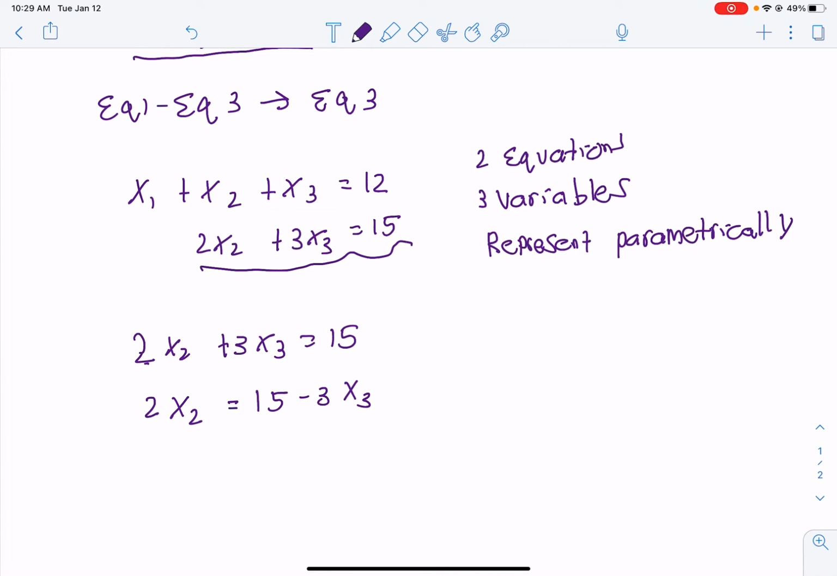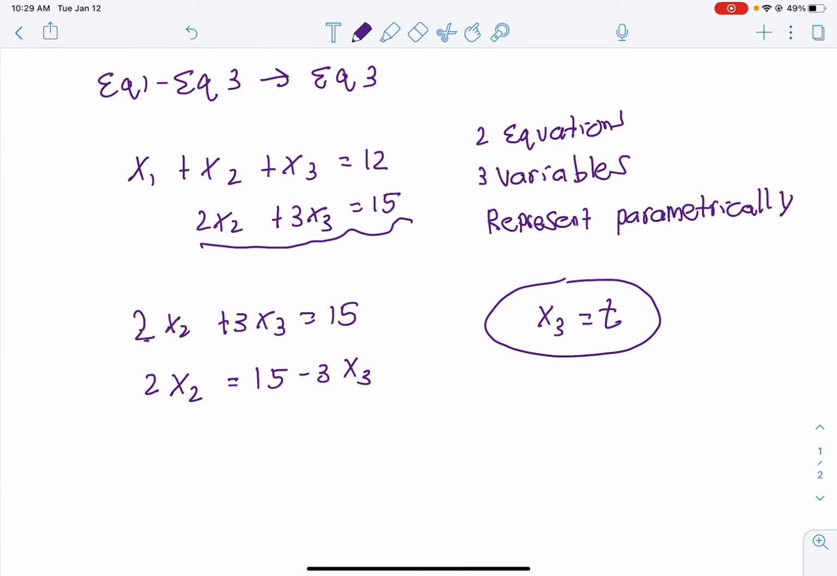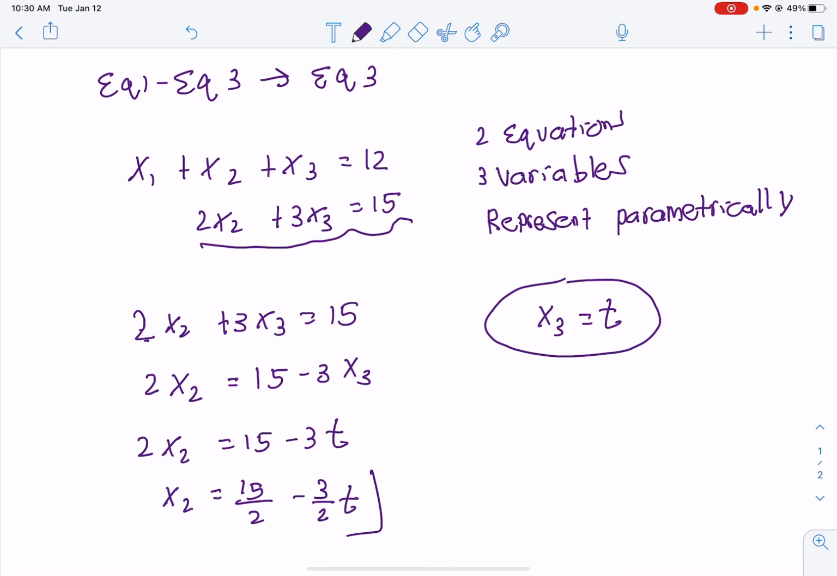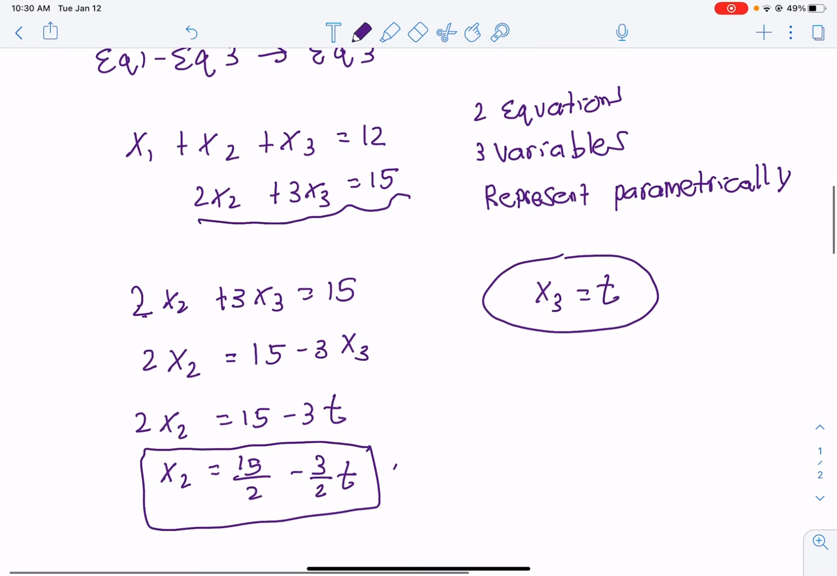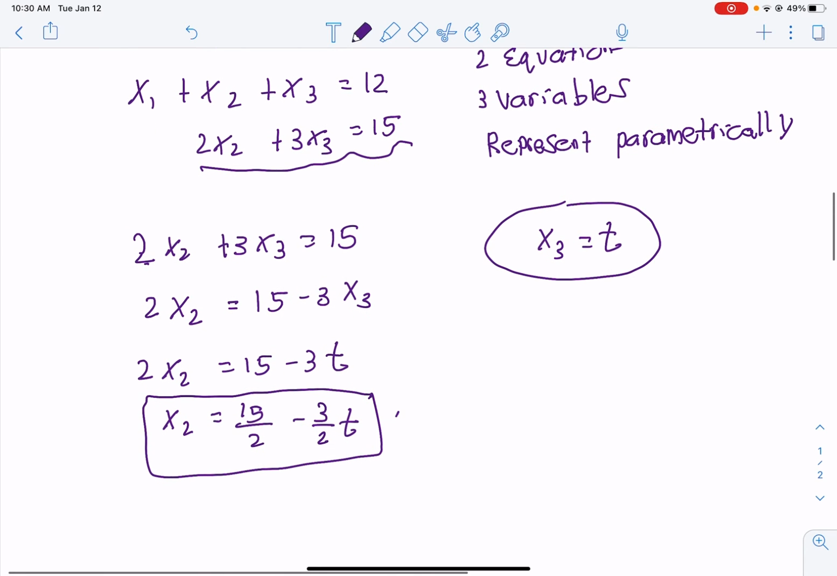I'm going to call x3 is equal to t. x3 could be any number, it doesn't matter. So when I do that, I end up getting 2x2 equals 15 minus 3t. I'm going to divide by 2 so I can get x2 equals 15 over 2 minus 3 over 2t. So now I have defined x3, I defined x2. So now what's left is to define x1 using our other equation.